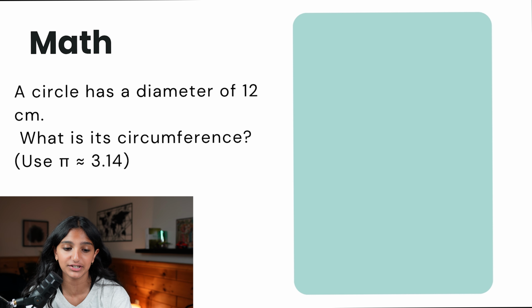All right, question number 2. A circle has a diameter of 12 centimeters. What is its circumference? Use 3.14 for pi. Take a minute to pause the video and figure out your answer.